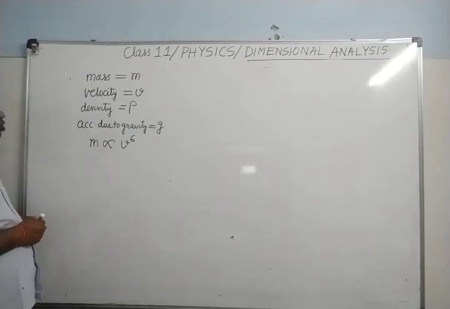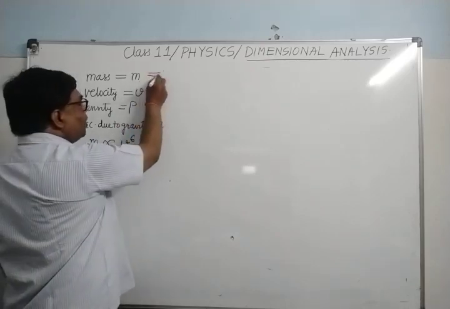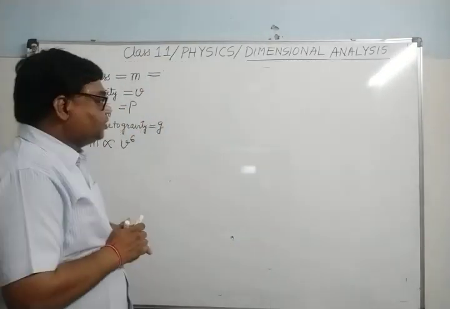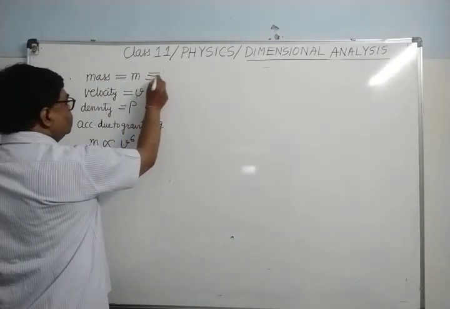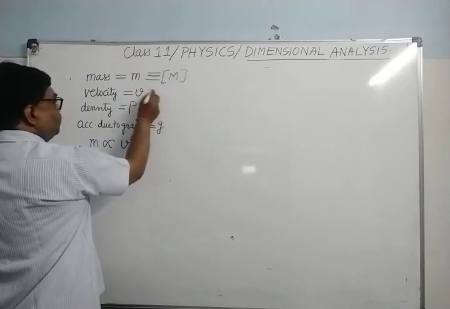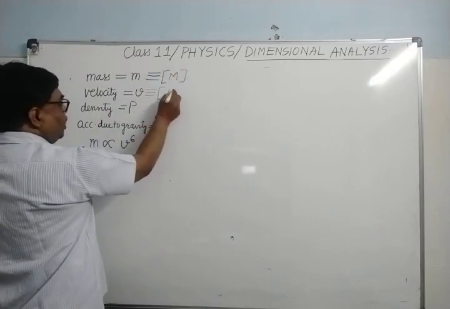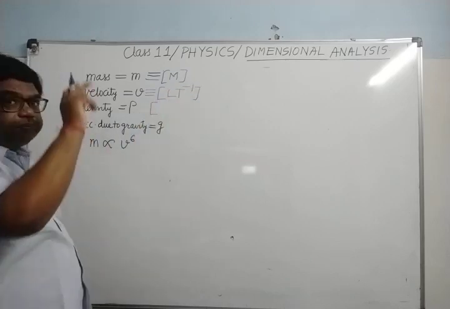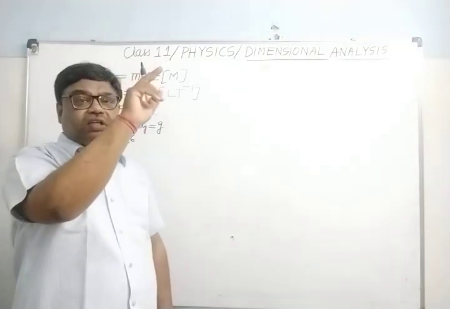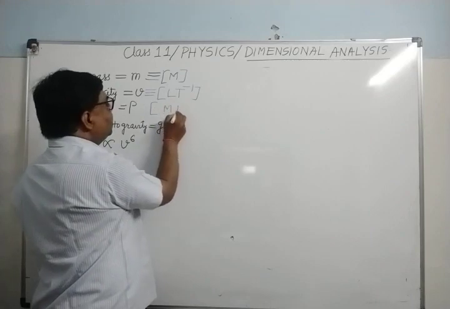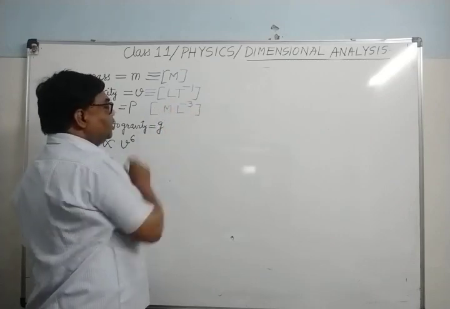It's clear? So see here, before doing this, first you write the dimensions of all the physical quantities which are involved. Mass, dimensional formula is M. Velocity, what is the dimensional formula? LT^-1. Density is mass upon volume. Mass is capital M, volume is L cube. So it is ML^-3. It's clear?